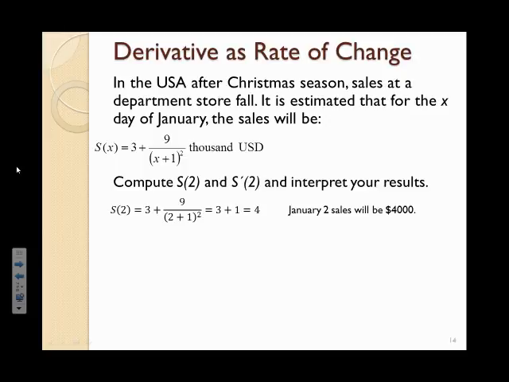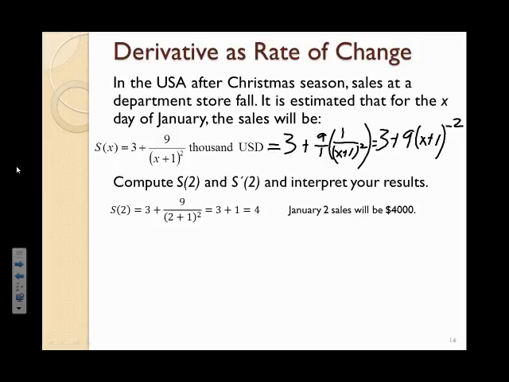Now, s prime of 2. If we wanted to calculate s prime of 2, well, I guess we first need to find just what s prime is itself. To do that, we need to take our s and convert it into a form that we can use. So s of x is going to be equal to, well, still 3, but now we can split apart the numerator and the denominator again. So that's going to be plus 9 over 1 times 1 over (x plus 1) squared. Well, this is the same thing as 3 plus 9 times (x plus 1) to the minus 2.